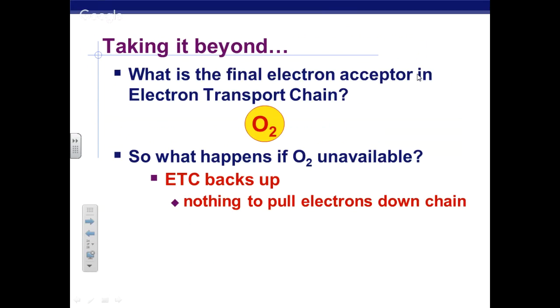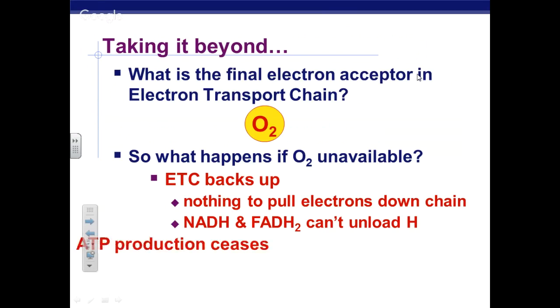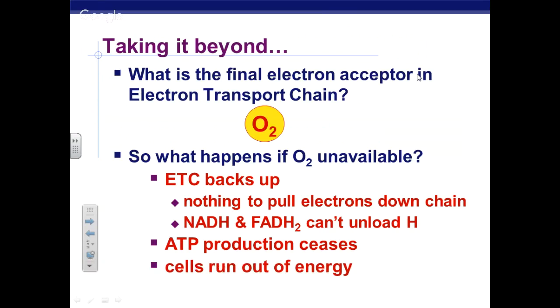And then if they get stuck, NADH and FADH2 can't drop their little passengers off. So then you can't regenerate NAD+ or FAD. So then what stops? Glycolysis, the Krebs cycle, beta oxidation, all that stops. So then we stop making ATP, and then you run out of energy, and then you die.